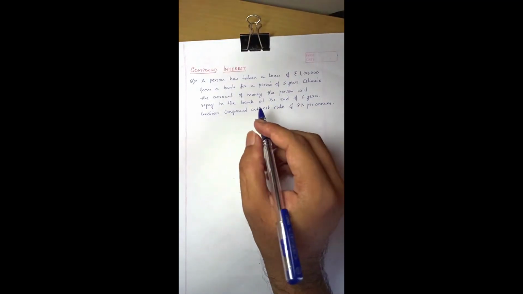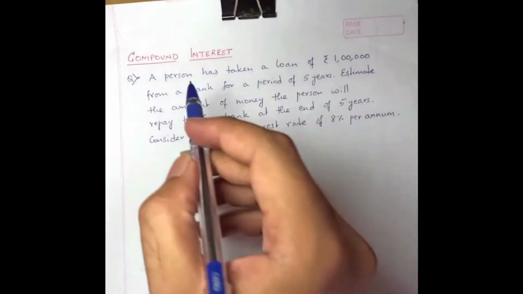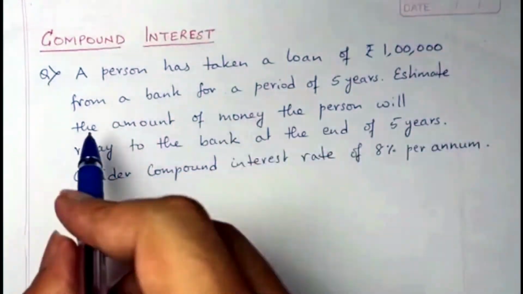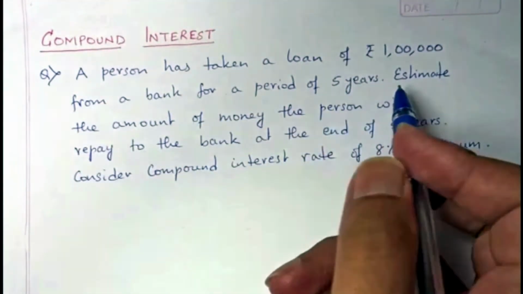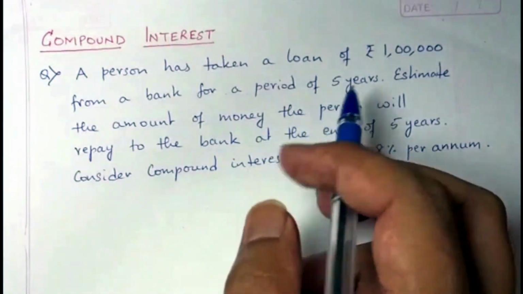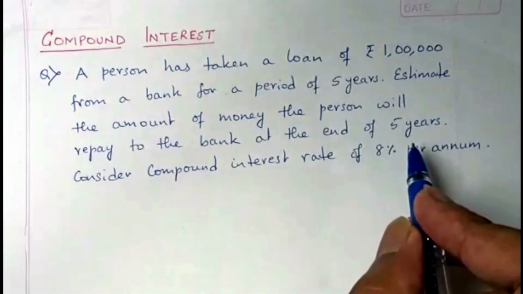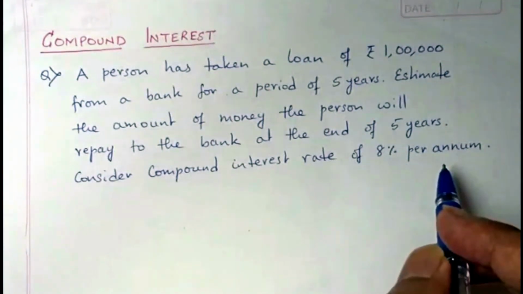Now let's consider an example for compound interest. A person takes a loan of 1 lakh rupees from a bank for a period of 5 years. Estimate the amount of money the person will repay to the bank at the end of 5 years and consider the compound interest rate of 8% per annum.